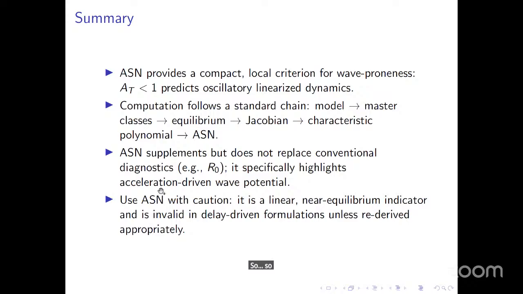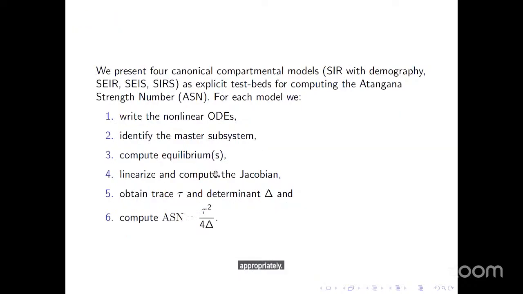So you need to use this strength number with caution, because it is a linear equilibrium indicator, and it is invalid in a delay-driven formulation unless derived appropriately. Okay, so this will be the procedure that one has to follow when you want to apply the Atangana strength number. If you have an ordinary differential equation, then you have to identify the master subsystem. You compute the equilibrium point and linearize, and you get your Jacobian. Then you obtain the trace and the determinant, and then you can compute the Atangana strength number.